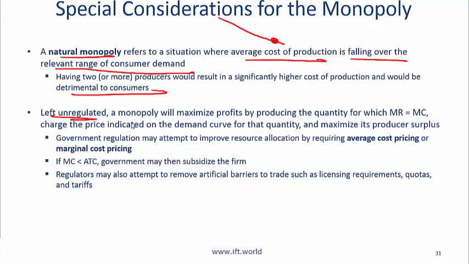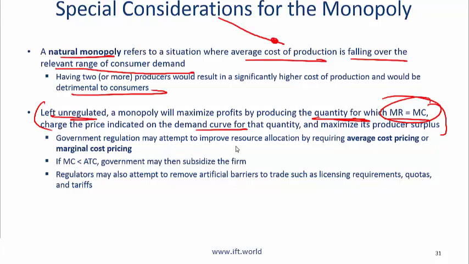Left unregulated, a monopoly will maximize profits by producing the quantity for which marginal revenue is equal to marginal cost, and then charge the price indicated on the demand curve for that quantity and maximize its producer surplus. Those who have studied this diligently before can probably visualize the graphs that are behind these statements. At this stage, though, I just want you to visualize this and remember the fact. As always, marginal revenue equals marginal cost for profit maximization.